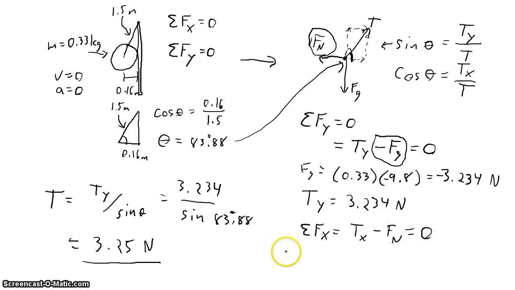In this case, we can again find Tx by looking at the trigonometric function. This time we can use the cosine one. We have found the full tension force T in the previous part, so we can use that now. That means that Tx is equal to the full tension T times the cosine of our angle. In other words, 3.25 newtons times the cosine of 83.88 degrees.